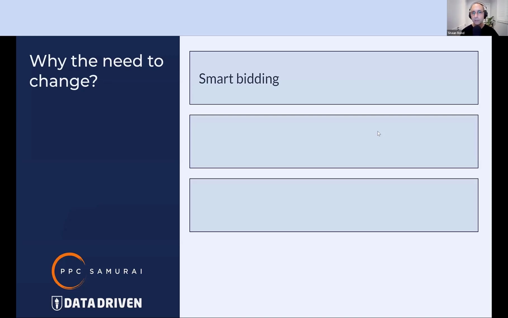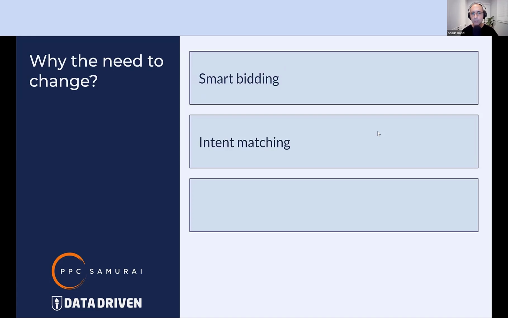So first of all, why would I even need to consider changing what I'm doing? The first big thing is smart bidding. Smart bidding needs a lot of data to be really effective. So what we're looking at doing is moving away from a siloed data approach and moving more to an aggregated data approach, where we can hand over a big data set to Google and let the machine learning do its thing from there.